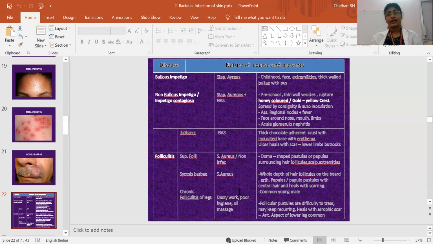Next is chronic folliculitis of the legs. So mainly it is caused because of dusty work or poor hygiene, or because of oil massages and all. So these are the main reasons for chronic folliculitis of the legs. And here the presentation will be follicular pustules, which are difficult to treat, and they will keep recurring and heal with atrophic scar. It is mainly present in the anterior aspect of the lower leg.